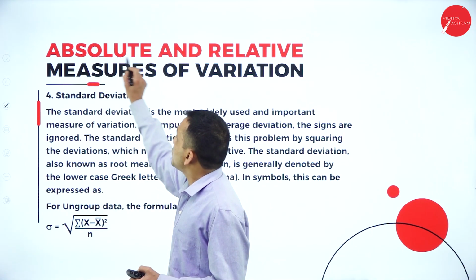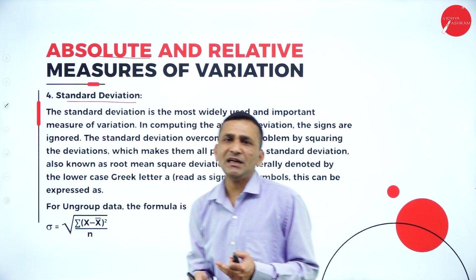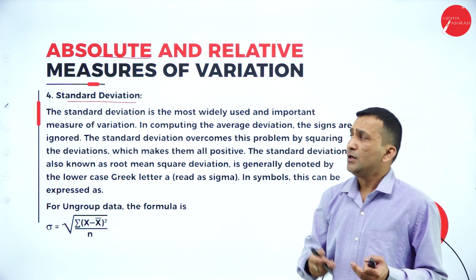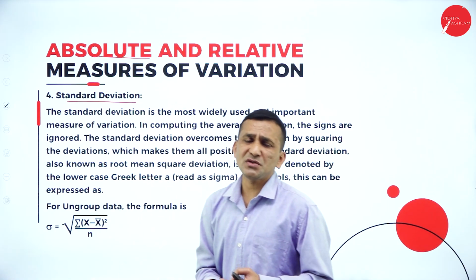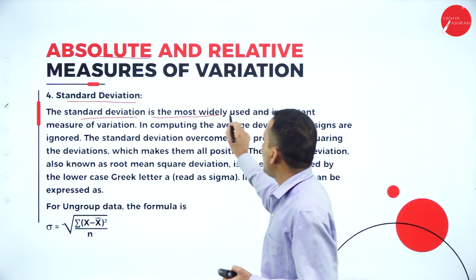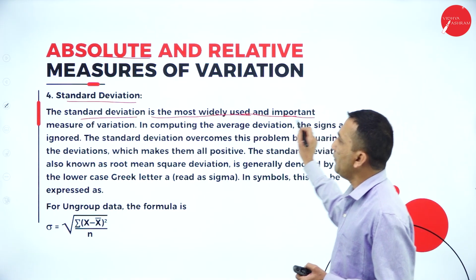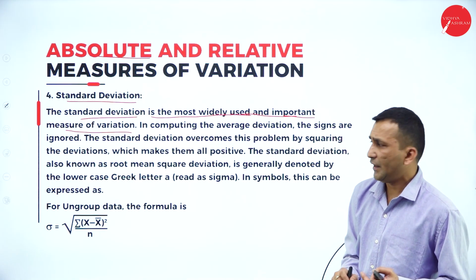So the next absolute measure of variation will be standard deviation. The standard deviation is a very popular technique, which most areas use. Standard deviation is the most widely used and important measure of variation. We are considering it very important here.